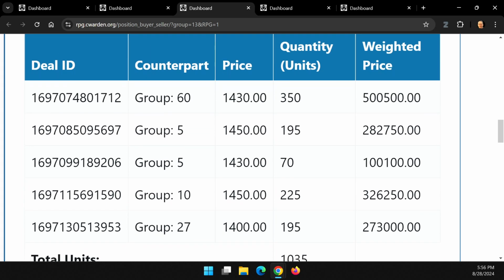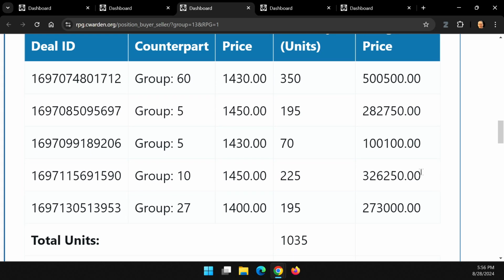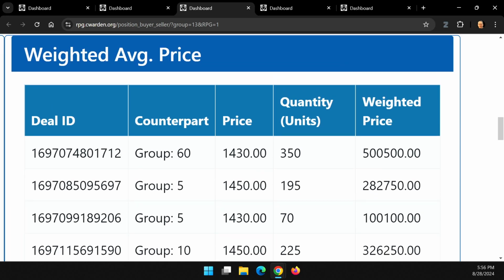And again, it's a very basic calculation, right? You have your deals over here, and then your groups, the prices, and the units. So basically it's a per unit price coming out because we divide it all out to come out to the average. And that's why we call it the weighted average price.